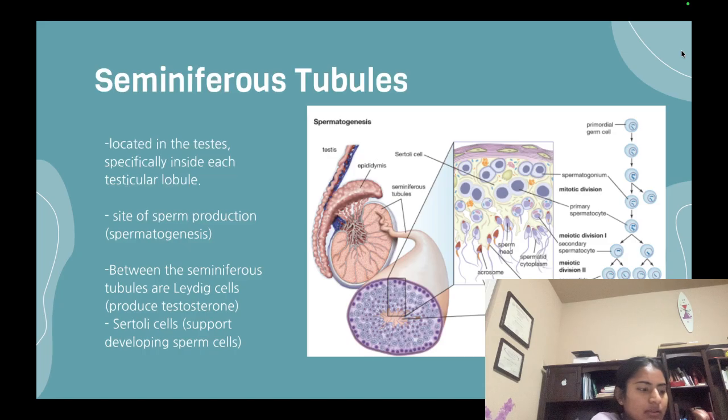Yeah, these ones are located in the testes. They are specifically located in each testicular lobule, and this is the site of sperm production as well, so spermatogenesis. Between the seminiferous tubules are the Leydig cells. These ones produce testosterone, and also Sertoli cells, which support developing sperm cells as well. So that's a little bit about those tubules.